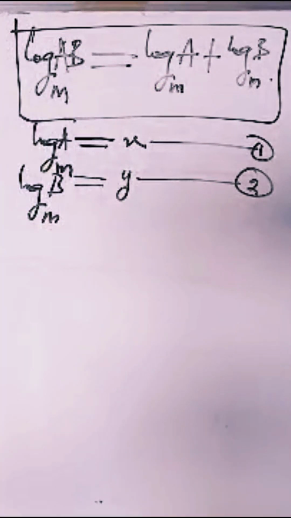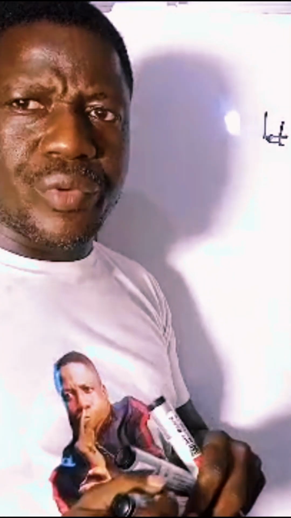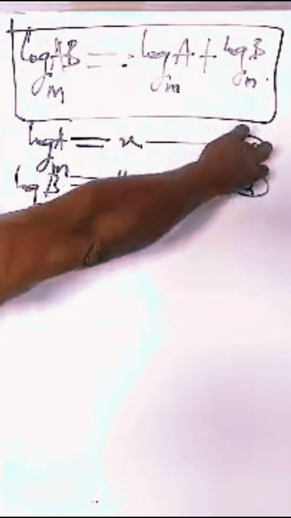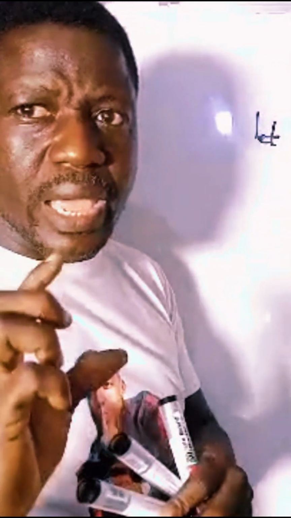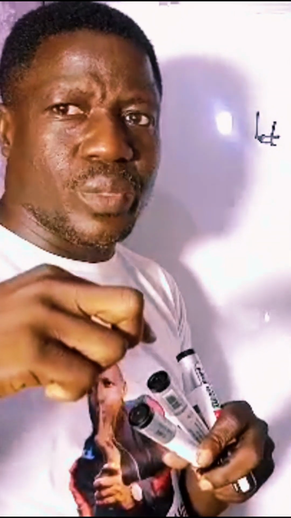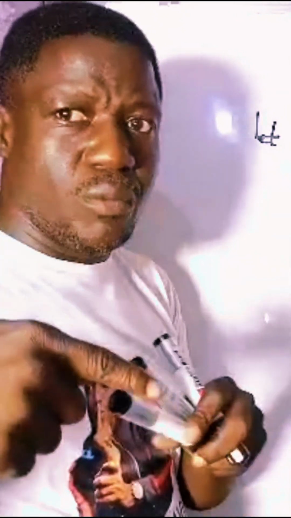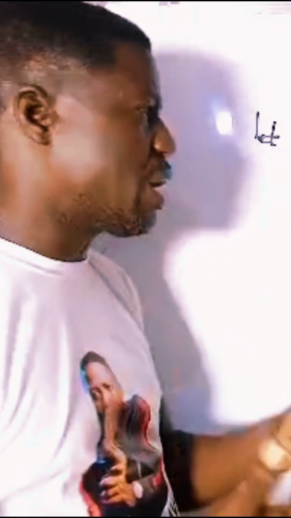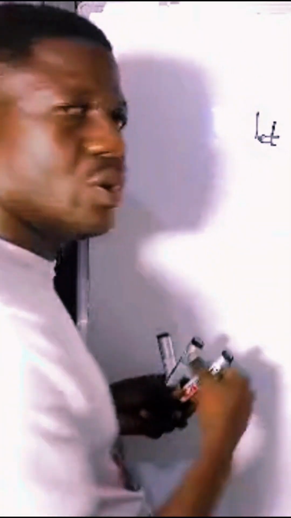Now, going by the definition of logarithm, we can reinterpret equation 1 and of course equation 2 in index form. The definition of logarithm says that the logarithm of a number, say A to base m, is defined as a power, exponent, or index to which the base, say m, must be raised in order to obtain the number, which in this case is A. With this understanding, we can therefore proceed to reinterpret equation 1 and 2.